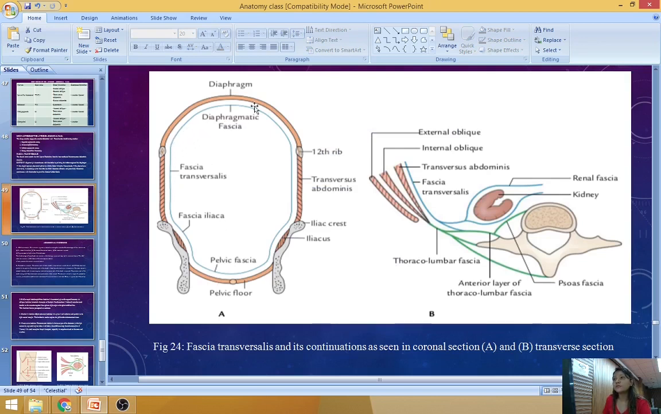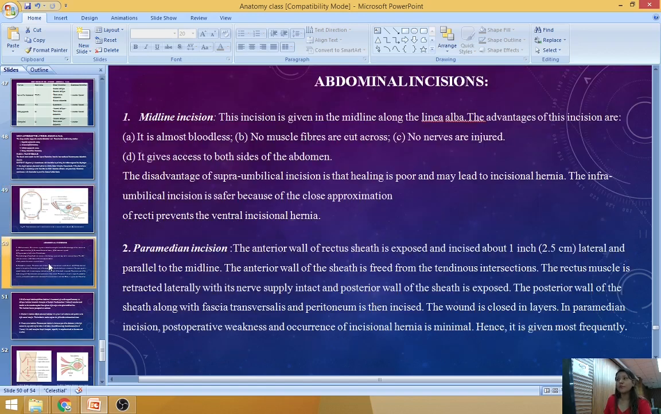This whole is the fascia transversalis. Okay, so it will line the inner layer of the transversus abdominis. This is transversus abdominis, and the innermost lining of this transversus abdominis is the fascia transversalis. Above it is continuous with the diaphragmatic fascia, below it is continuous with the fascia iliaca and also the pelvic fascia. Okay, so this is fascia transversalis.